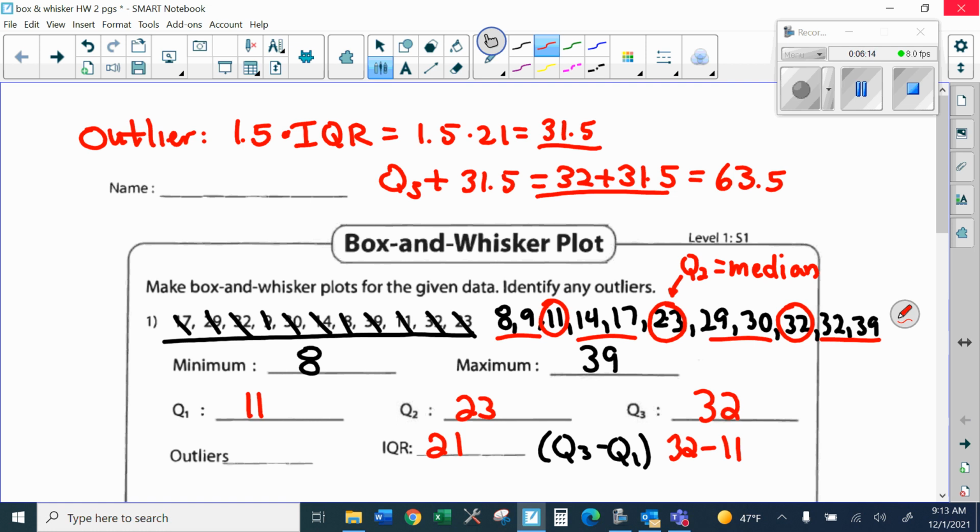Of course, we don't have anything close to that because 39 is the highest. And if I do Q1 minus that 31.5, Q1 is 11 minus 31.5, that's negative 20.5.